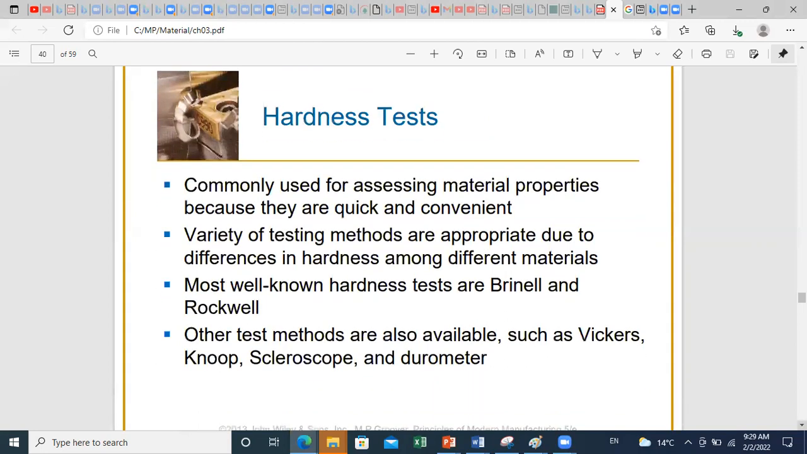Hardness tests are commonly used for assessing material properties because they are quick and convenient. We have many types of tests that can be used to measure hardness, and we have different scales that we'll introduce together in this session. The most well-known tests are the Brinell and Rockwell tests. There are also other test methods available, such as Vickers and Knoop, but you are not responsible for these tests. We'll just concentrate on the best-known ones, which are the Brinell and Rockwell tests.